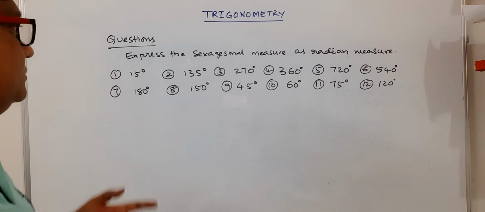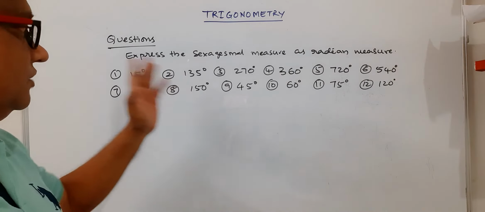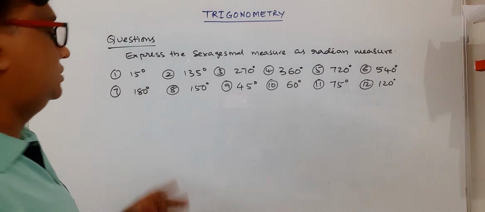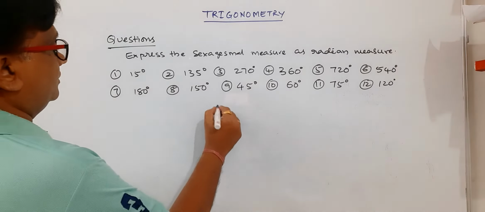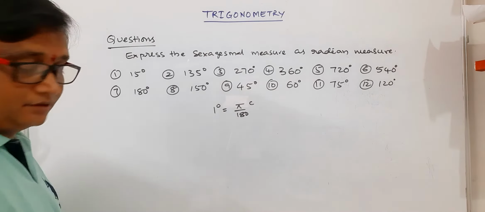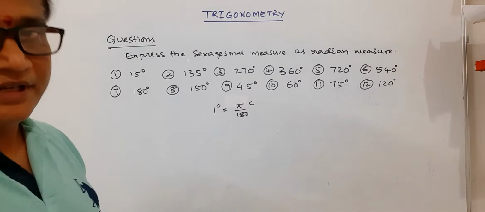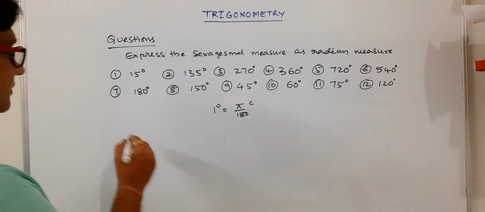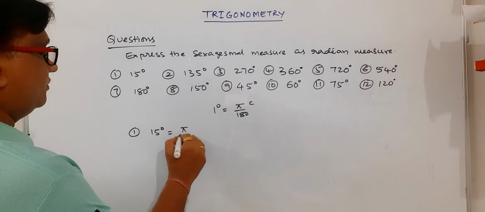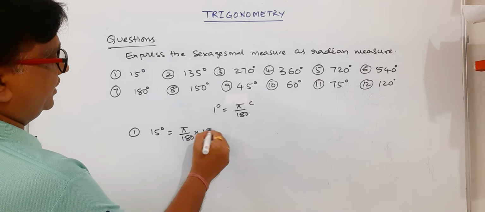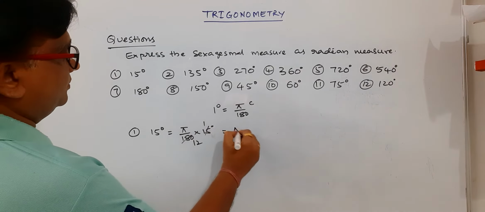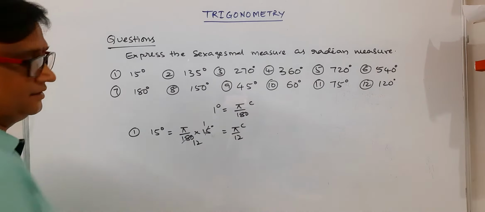Here are some examples of conversion of sexagesimal measure to radians. So already you know that 1 degree equal to pi by 180 radians. Based on this we are going to convert each and every question. So 15 degrees means pi by 180 into 15 degrees. So 15 ones are 15, 12 ones are 12, that is pi by 12 radians.